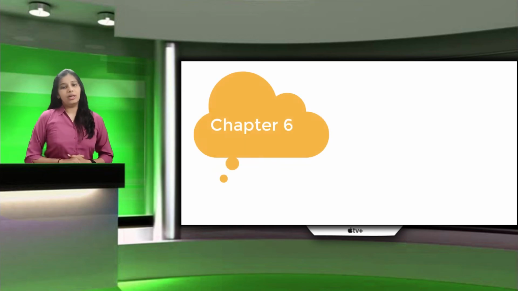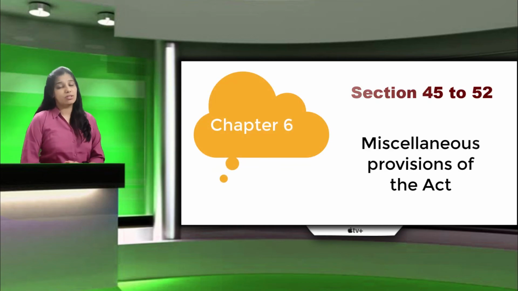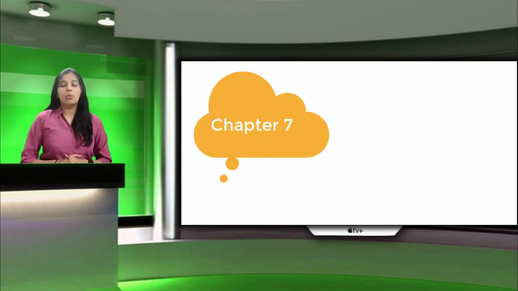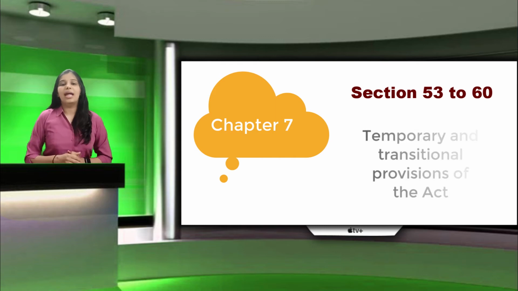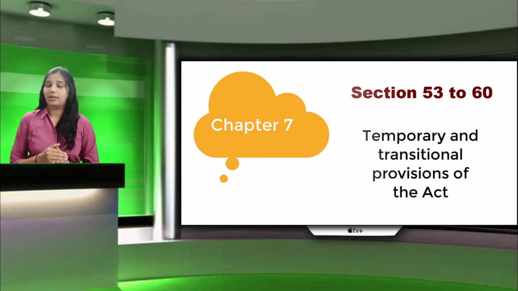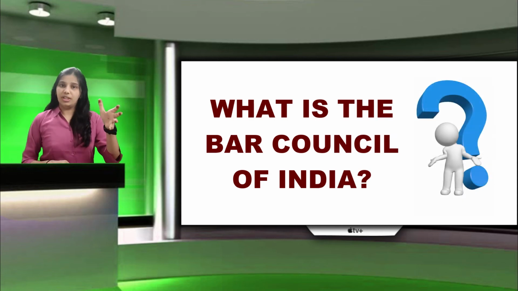Chapter 6, it's covered under sections 45 to 52, which deals with the miscellaneous provisions of the Act. And Chapter 7, it's covered under sections 53 to 60, which deals with the temporary and the transitional provisions of the Act. Now we'll move towards what is the Bar Council of India.